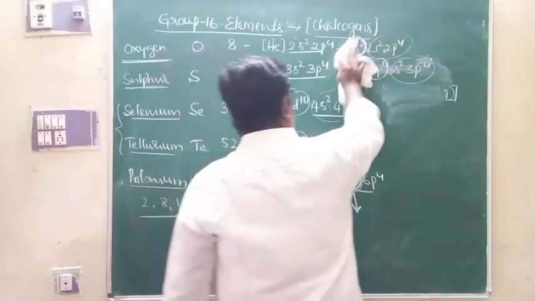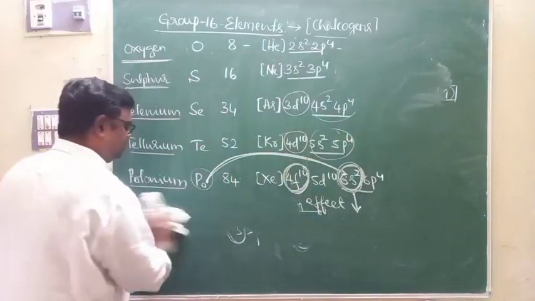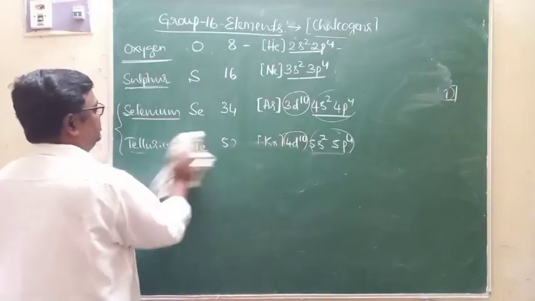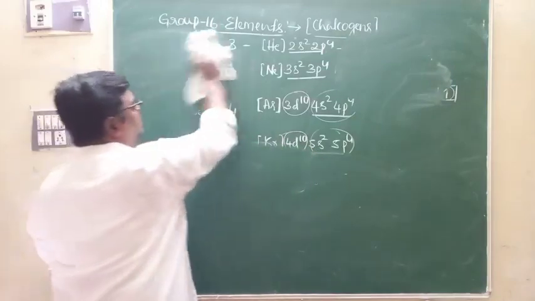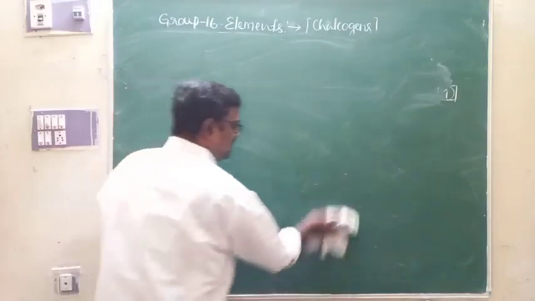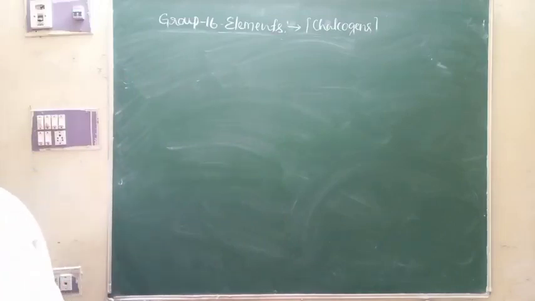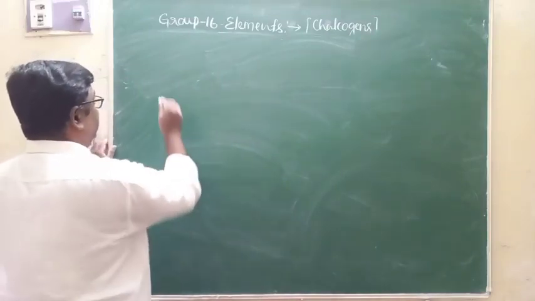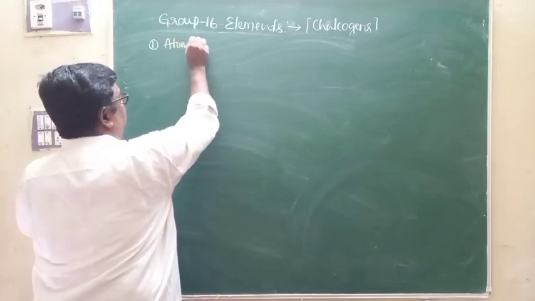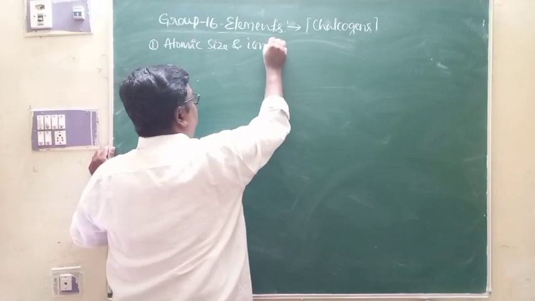That is a very important aspect for understanding the remaining properties of group 16 elements. That's why once again I highlighted that. So this is what we call the shielding effect. Now, as usual, you are supposed to study the general properties of group 16 elements. First it will be atomic size and ionic size.